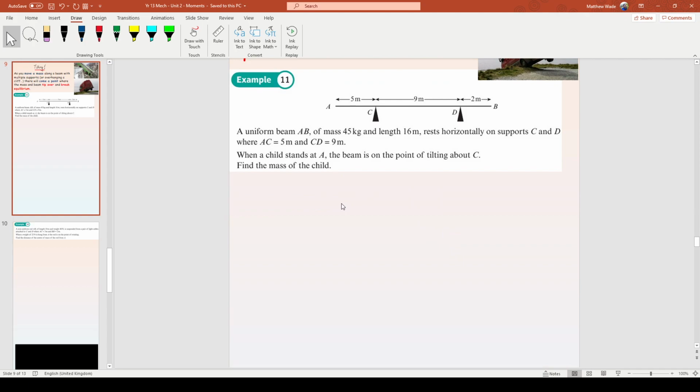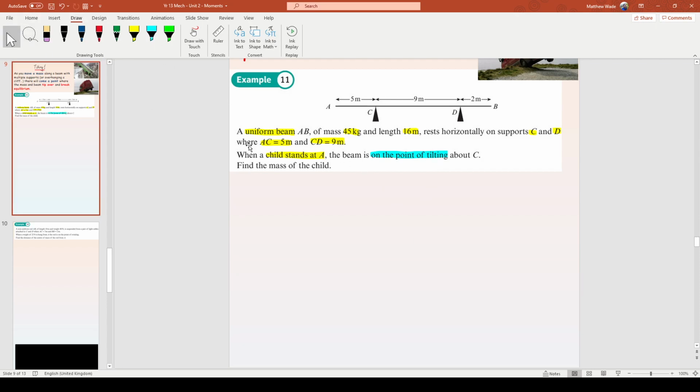First question, my buddies, is this one here. What we've got is a uniform beam of mass 45 kilograms and length 16 meters that rests horizontally on supports C and D. AC is that, CD is that. Now it says when a child stands at A, the beam is, and this is the key part here, on the point of tilting.